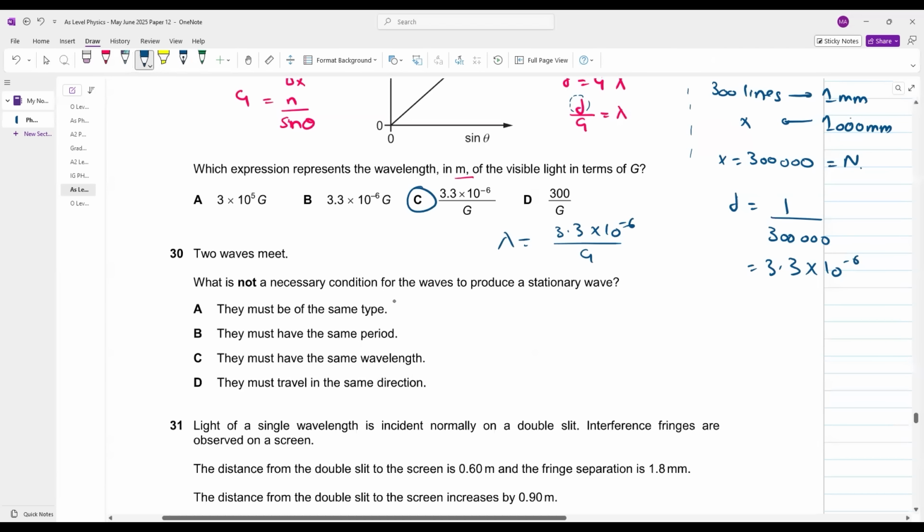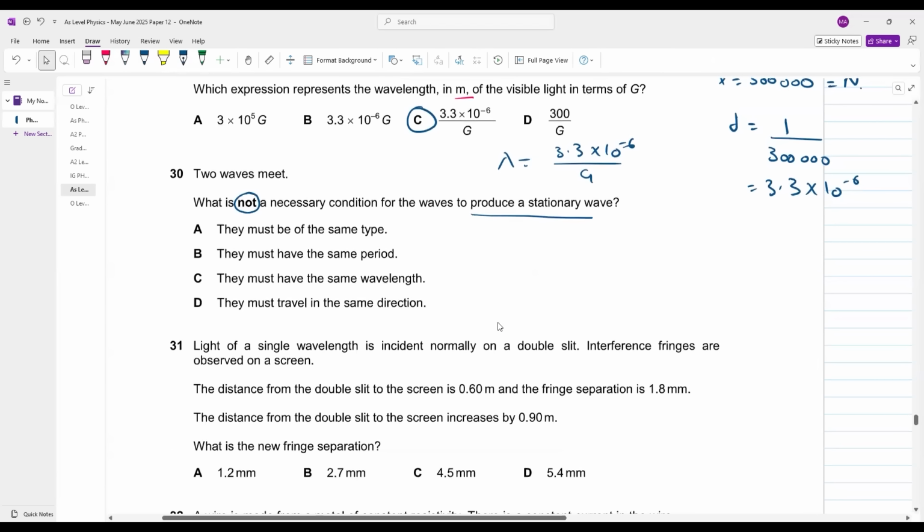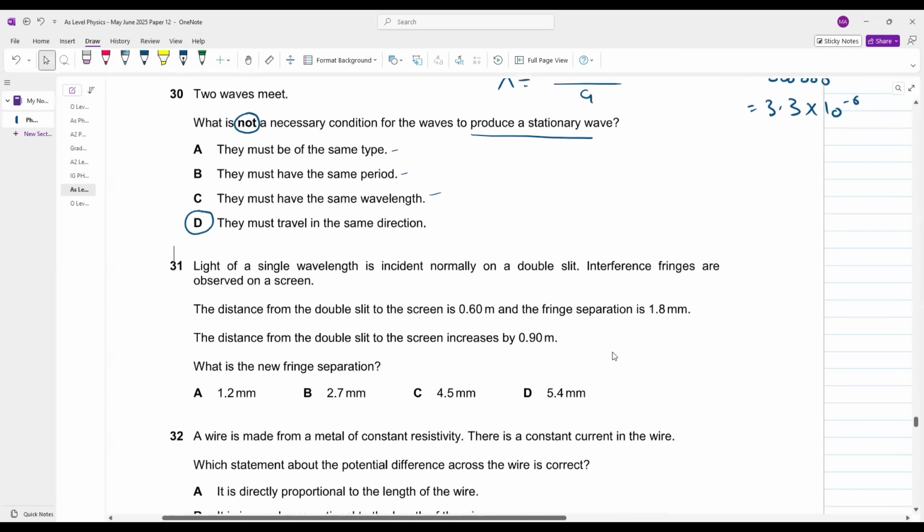Two waves meet. What is not a necessary condition for the waves to produce a stationary wave? The waves must be of the same type. This is necessary. The waves must have the same time period. The waves must have the same wavelength. All of this is necessary. However, it is not necessary that the waves must be traveling in the same direction.